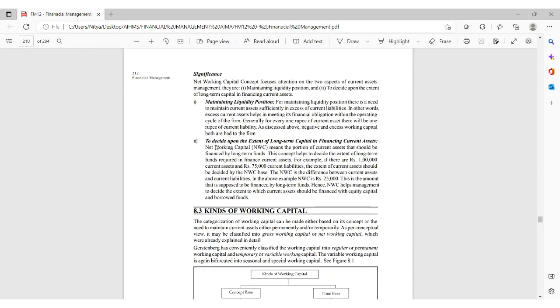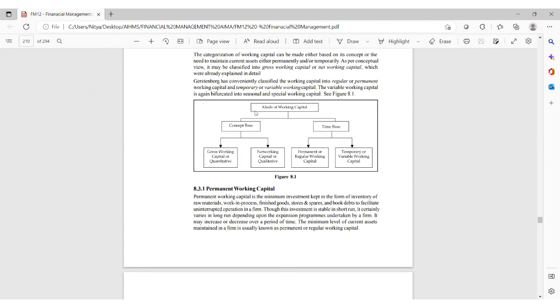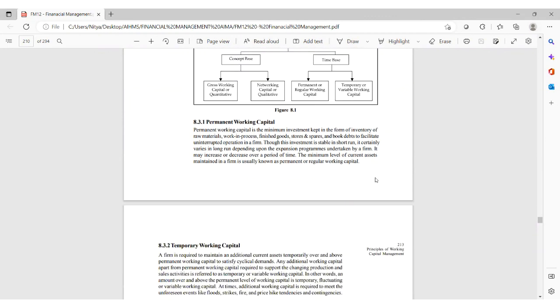Now when I'm talking about these kinds of working capital, you can see that working capital is segregated into two main concepts based on two different parameters. That is the concept base and the time base, right? On the concept base, we have gross working capital and net working capital, which we have just discussed. And based on time, we can have permanent or regular working capital and temporary or variable working capital.